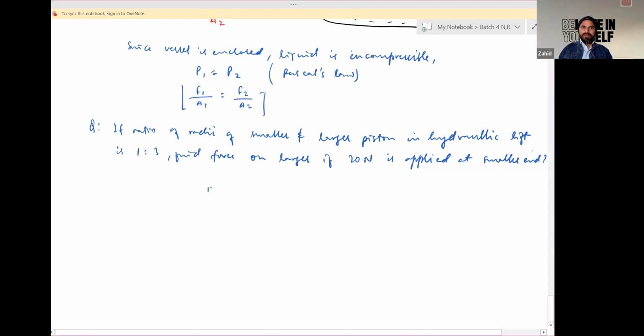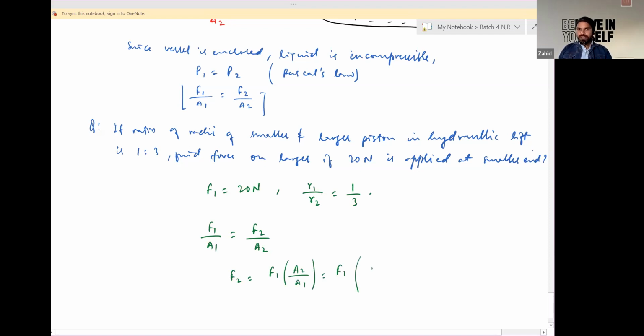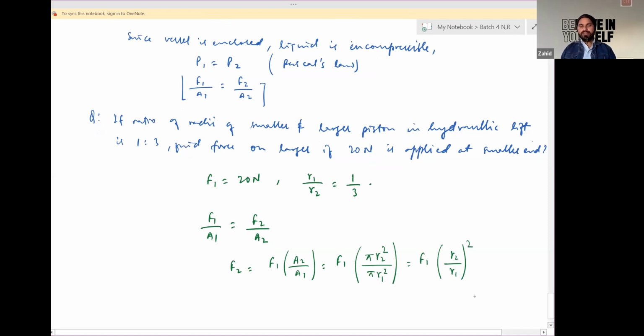In this question, you have been given F1, that is force on the smaller piston, as 20 Newton. Ratio of radii, that is R1 upon R2, equals 1/3. So use the above formula to calculate F2. You'll say F1 over A1 equals F2 over A2. So F2 will be equal to F1 times A2 divided by A1. The area of a circular piston is pi r square, so it will be pi R2 square divided by pi R1 square. Pi and pi will cancel out, so you get F1 times R2 divided by R1 whole square. Now put the value of each term and simplify it, you'll get F2.